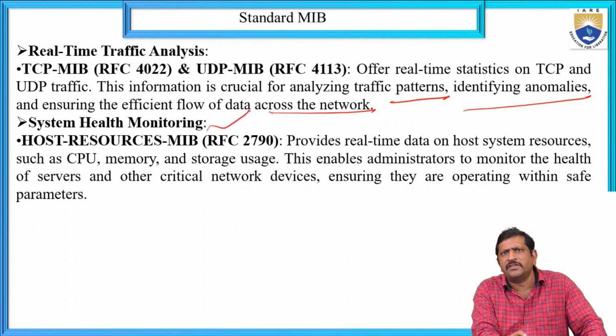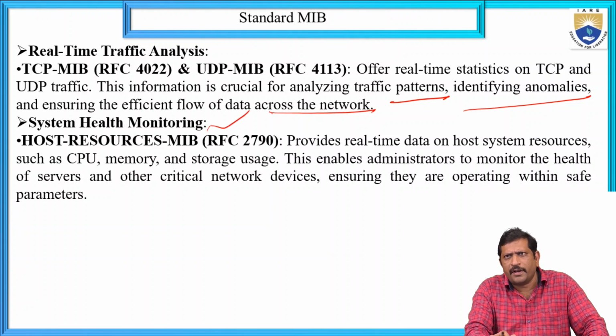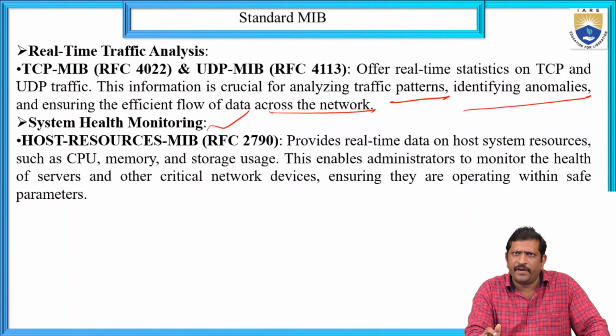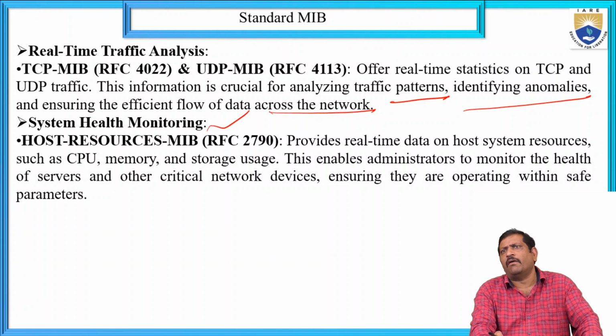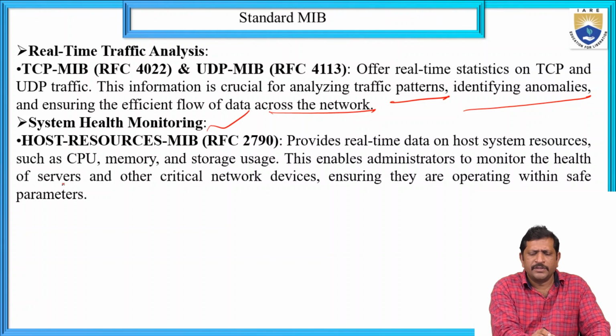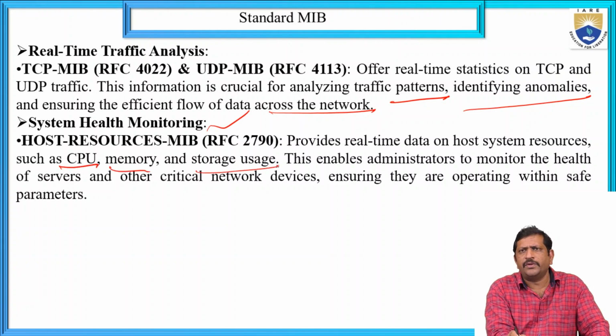System health monitoring means detecting whether any devices between the two computing devices are damaged or failed. That means any routers, switches, or hubs that have failed. Health can be monitored and failures detected, which provides real-time data on the host systems, such as CPU, memory, and storage usage.